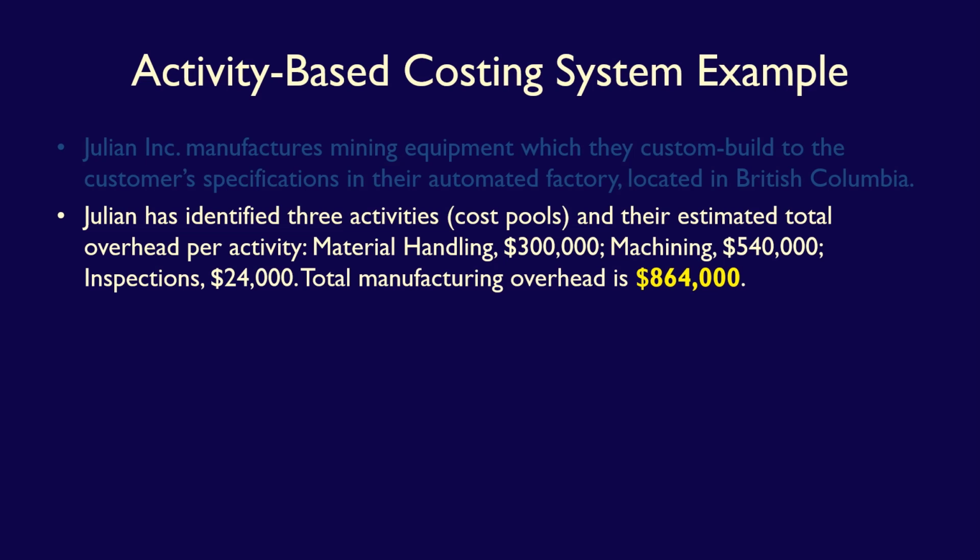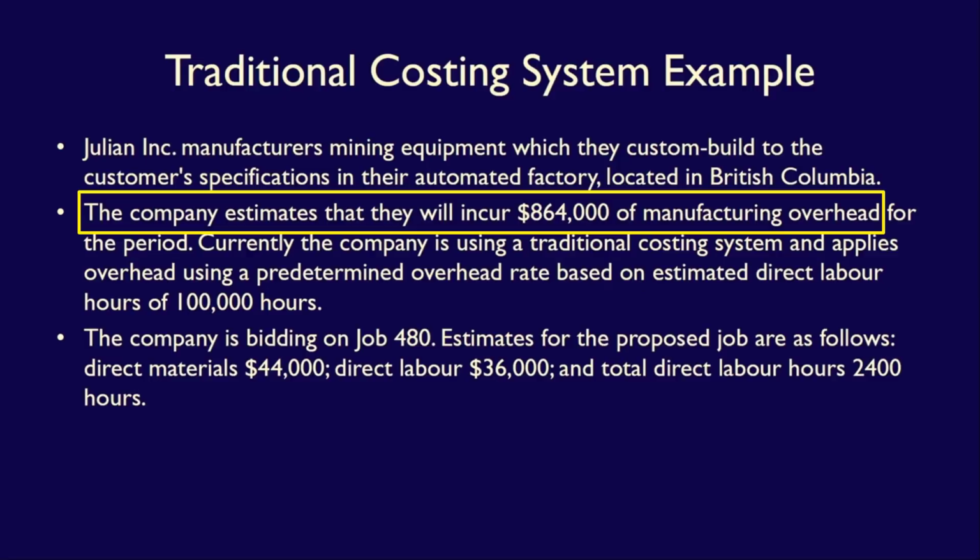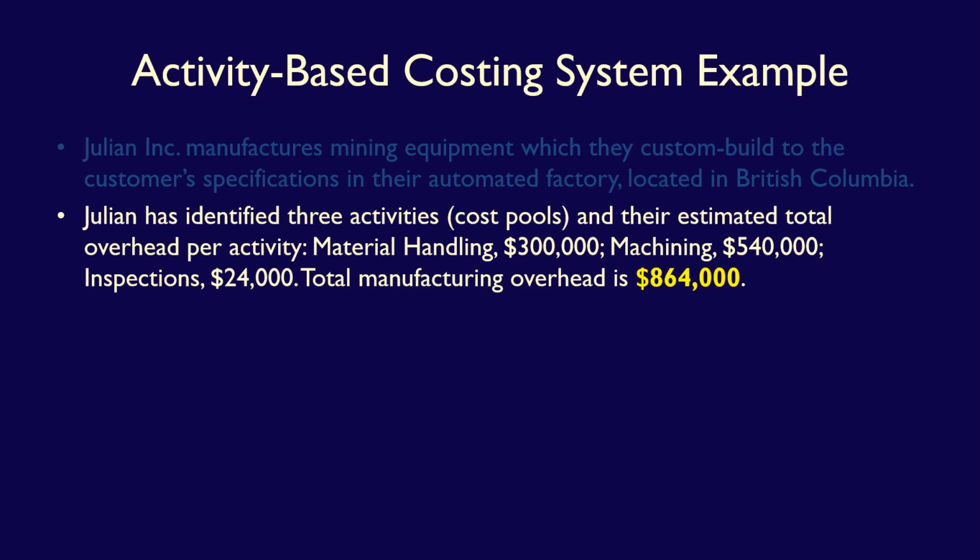Note that the estimated overhead for the year under activity-based costing is $864,000. This is identical under the traditional costing system, $864,000. The costing system does not change the total estimated costs. All it does is divide that estimated overhead into multiple cost pools, multiple activities when using activity-based costing. Total estimated overhead does not change.